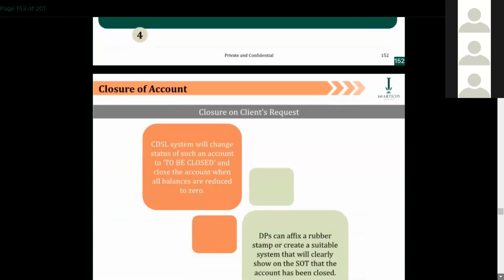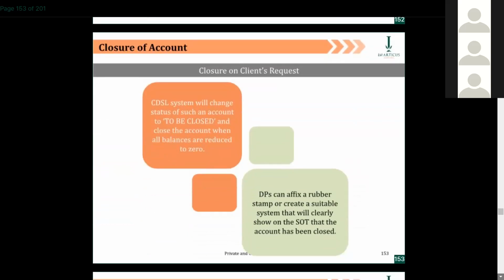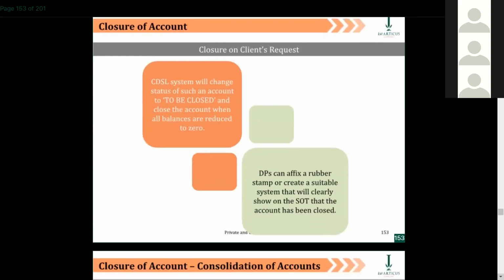When the request is received, the CDSL system will change the status of such an account to closed and close the account when all balances are reduced to zero. The depository participant can affix a rubber stamp or create a suitable system that will clearly show on the SOT that the account has to be closed.